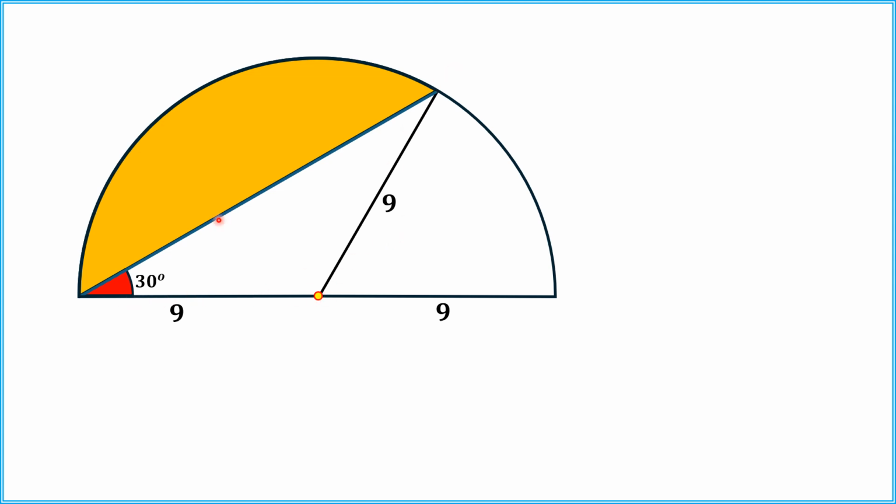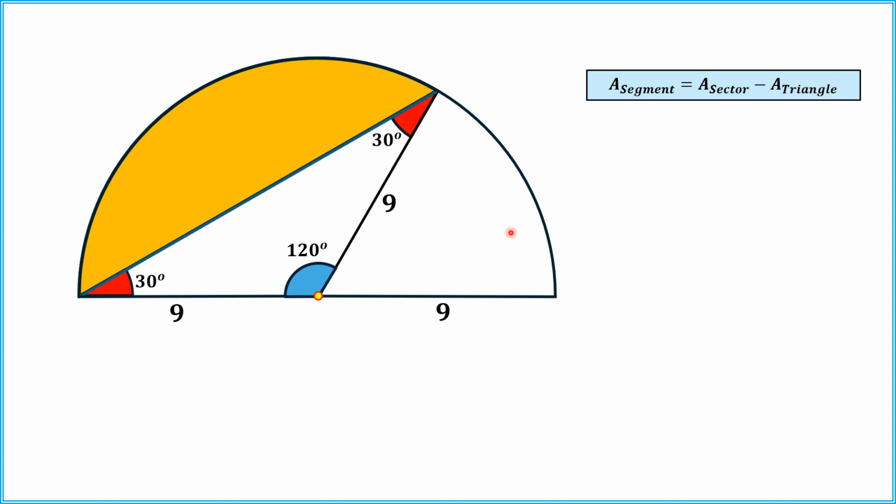Here we have this triangle in which two of its sides are equal in length. So this is an isosceles triangle, which means if this angle is 30°, then this angle must also be 30°. Since we know that the sum of the interior angles of a triangle is 180, this 30 plus 30 is 60, and thus this angle is 120°.